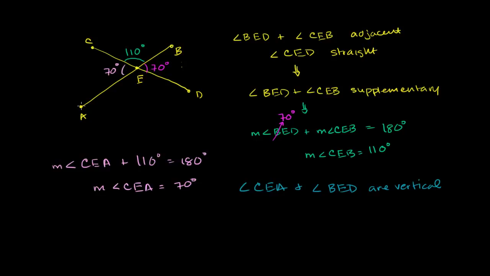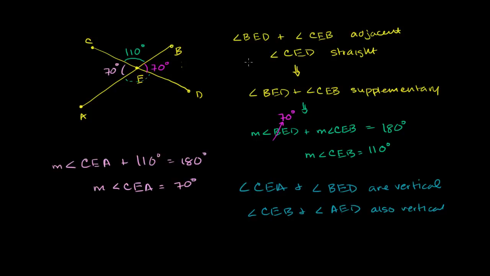Angle CEB and angle AED are also vertical. So let me write that down. Angle CEB and angle AED are also vertical. And that might even make a little bit more sense because literally one is on top and one is on bottom. They're kind of vertically opposite from each other. But so are these horizontally opposite angles also called vertical angles. So now we have one angle left to figure out, angle AED. And based on what I already told you, vertical angles are always equal. But we haven't proven that to ourselves yet, so we can't just use that property to say that this is 110 degrees.